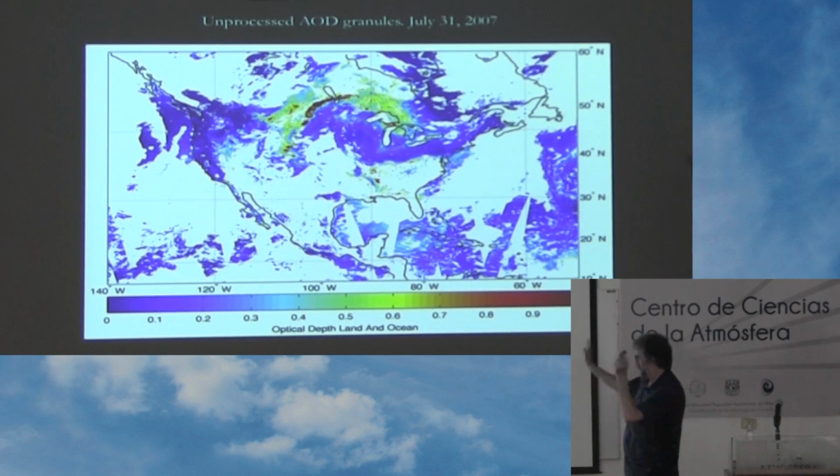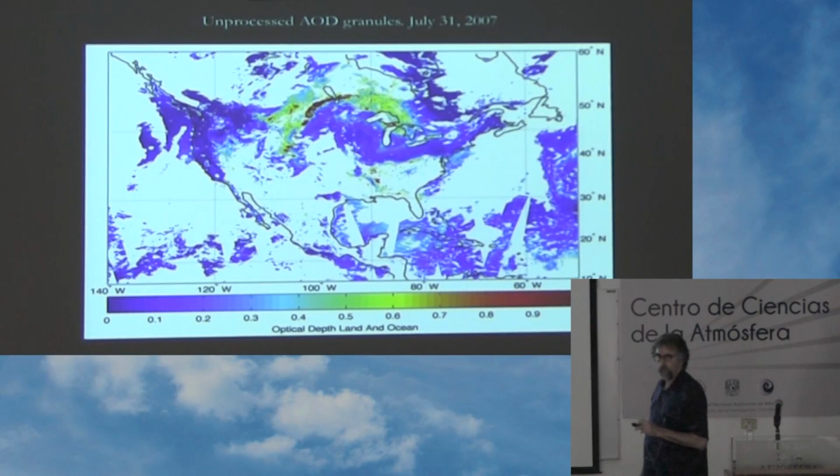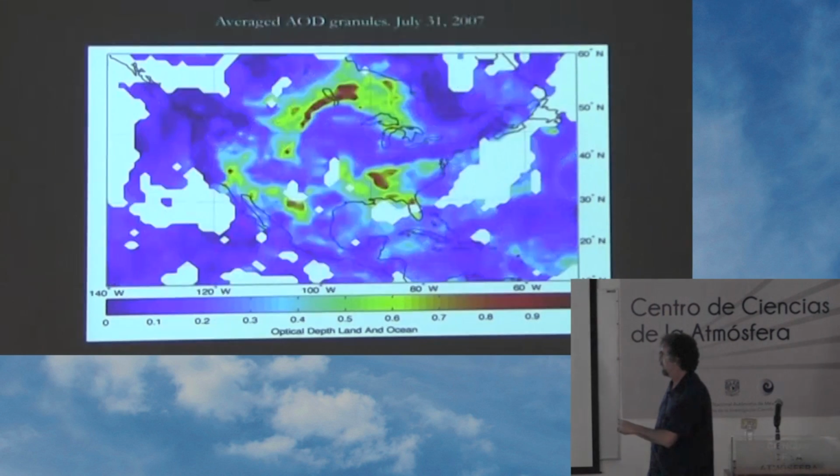So here is an aerosol optical depth field for one particular day. You see all the areas with missing data because of clouds. Once we fill in the gaps, it looks like this. Okay?